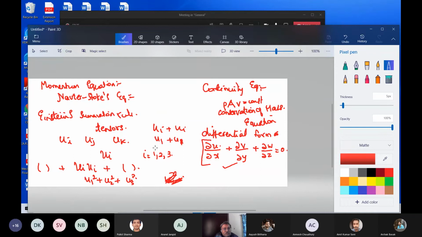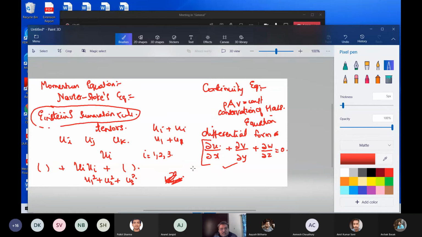But if it is ui into ui, it is not u1 into u1, but it is u1 into u1 plus u2 into u2 plus u3 into u3. This comes only for a product or division. For addition and subtraction, this doesn't come up. This is known as Einstein's summation rule for tensors. Keep this in mind.